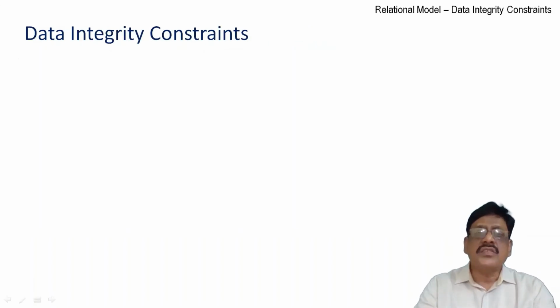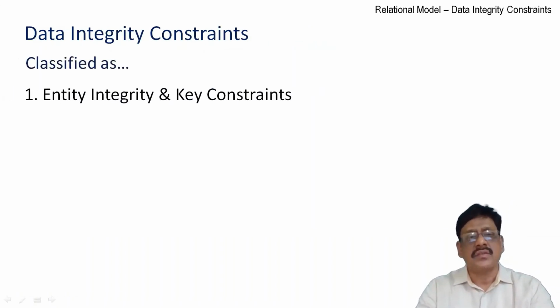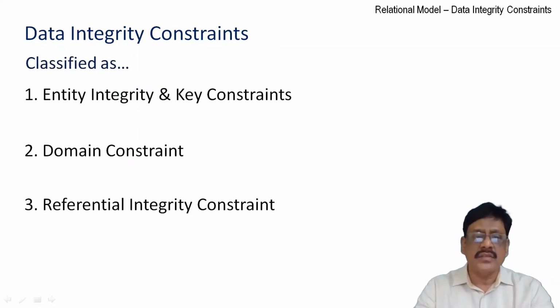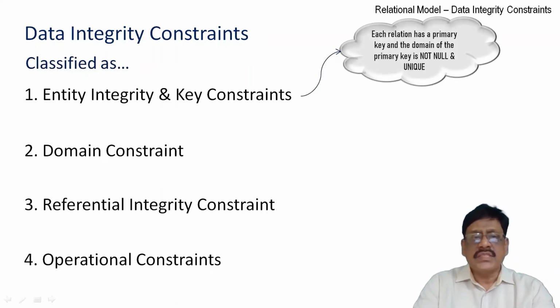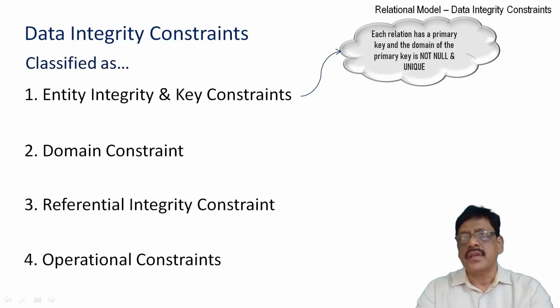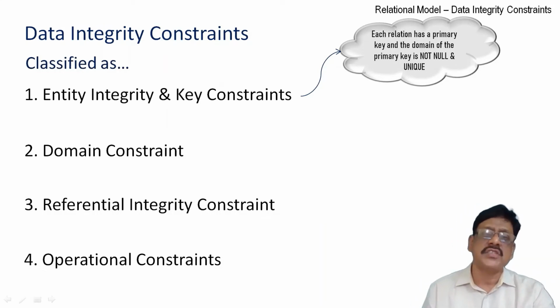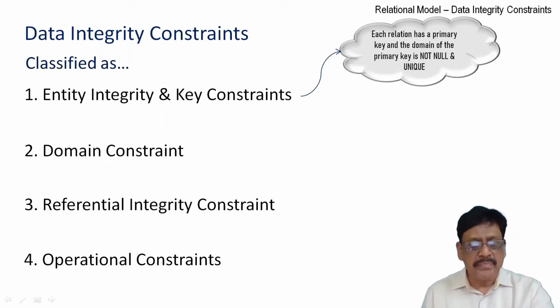The data integrity constraints can be classified as entity integrity and key constraints, domain constraints, referential integrity constraints, and operational constraints. What is an entity integrity and key constraint? Every relation in a relational database system must have a primary key, and the domain of that primary key must be not null. At the same time, it must be unique.